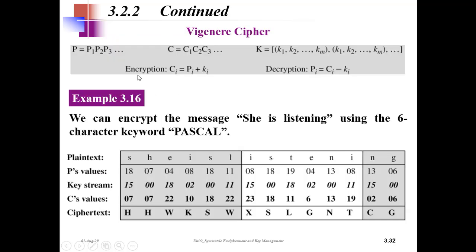So next is the Vigenère cipher. Let's understand with an example again. We want to encrypt the message "she is listening". We write it as before, then write the values corresponding to the alphabets, the P values. A is 0, B is 1, C is 2, D is 3, E is 4, F is 5, G is 6. This is where we got the P values.